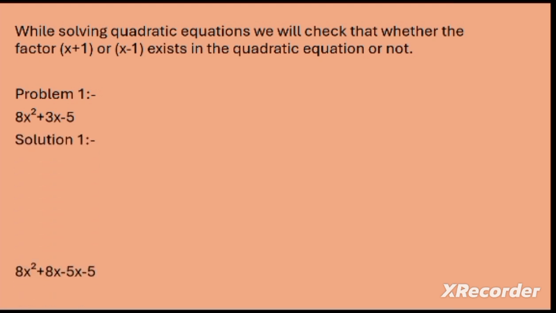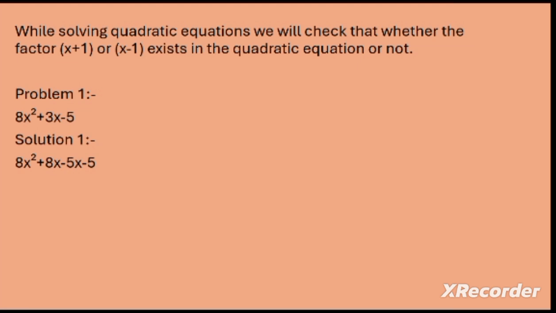Solution 1. Okay, now in the first step we will write down the first term, which is 8x square, as it is. As I told you before, we will only break the middle term, which is plus 3x. So we have split the middle term into two more terms, that is plus 8x minus 5x. Now the question arises: how are we going to do this? The method is very simple.